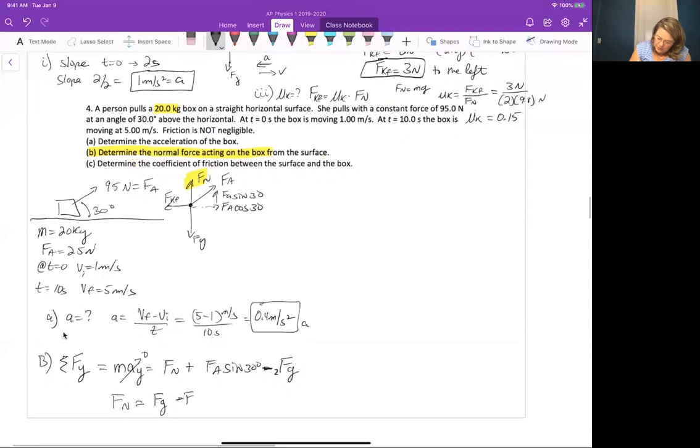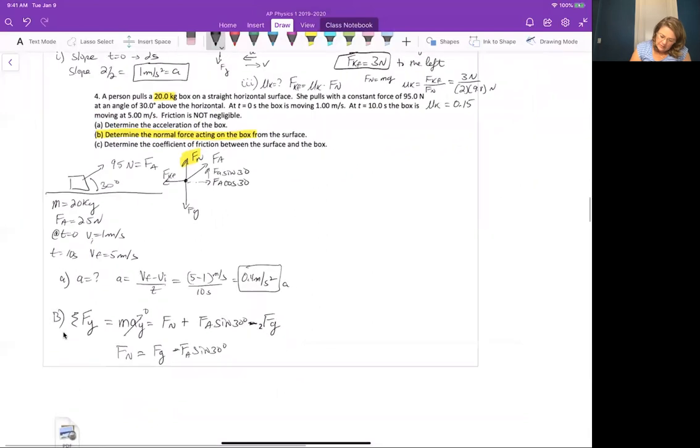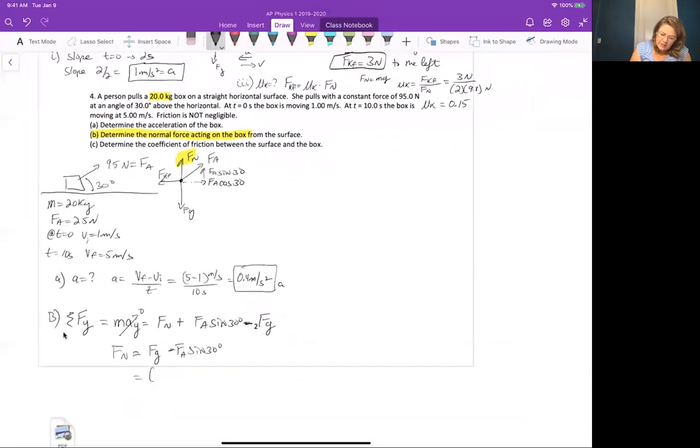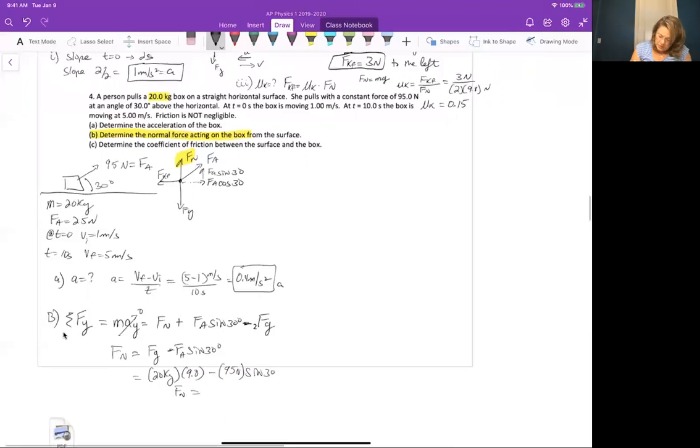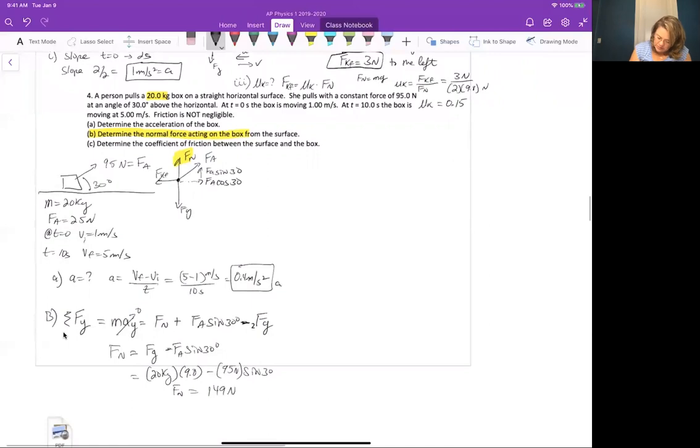Minus force applied times sine of 30 degrees. Okay, so force of gravity, it's 20 kilograms, I used 9.8, so minus force applied, which was 95 newtons, times sine of 30, and I get force normal to be 149 newtons. That's B.